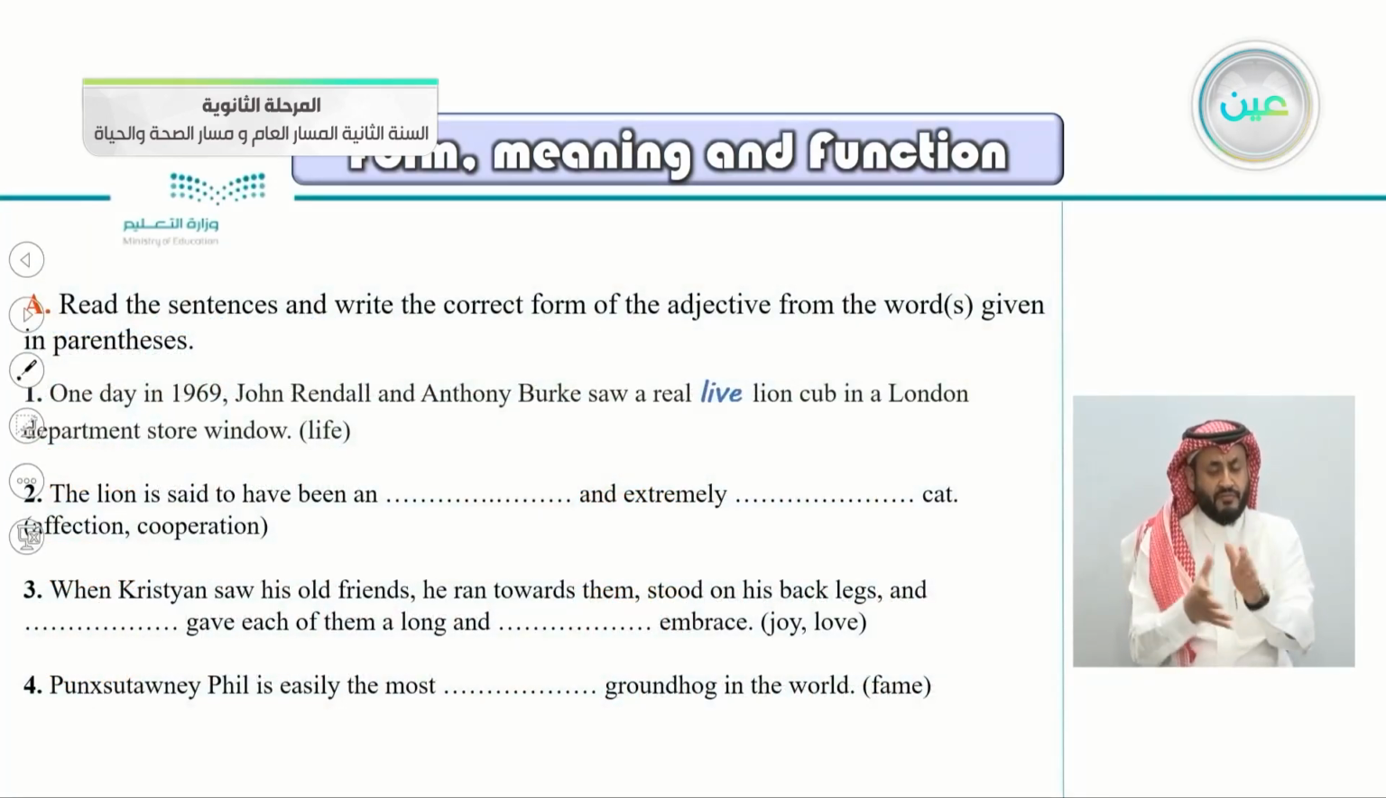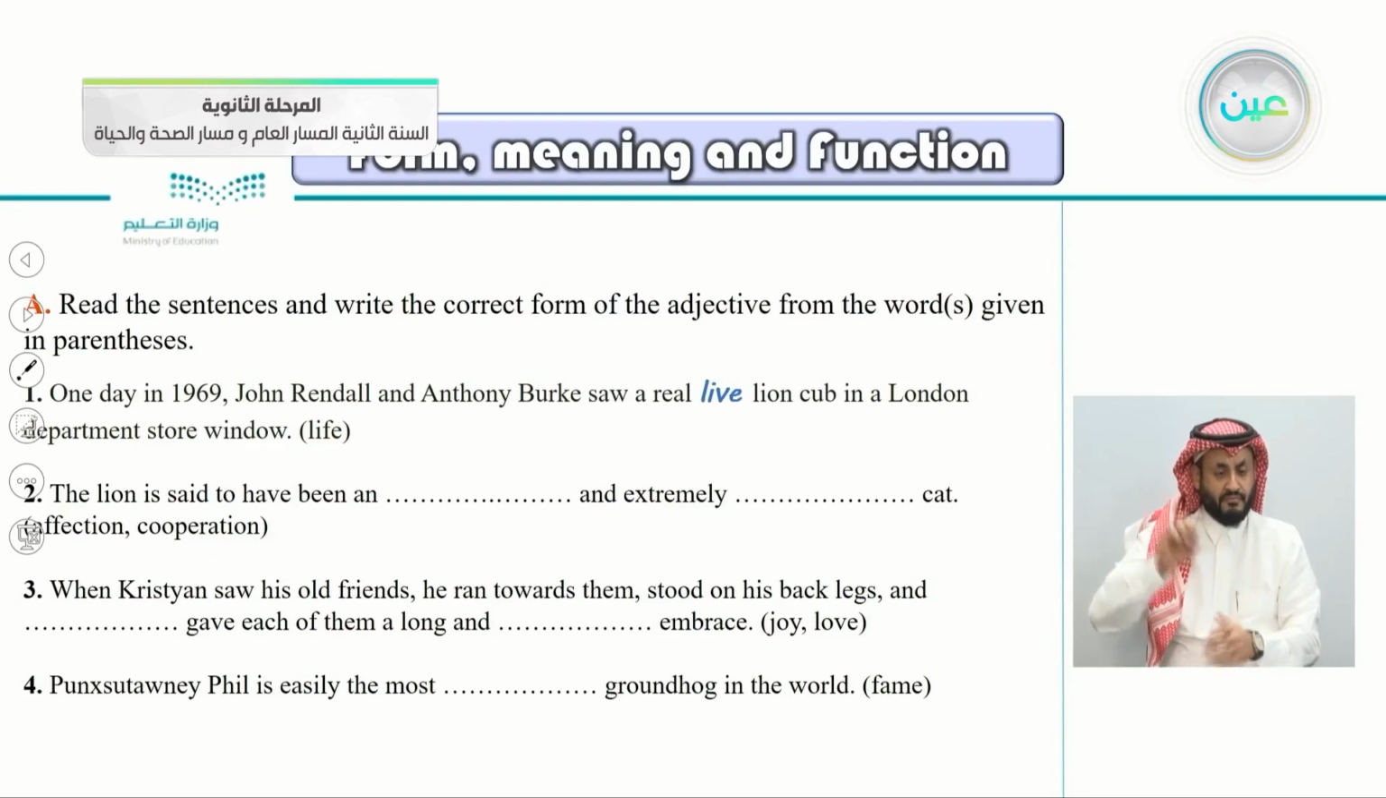Exercise A here: read the sentences and write the correct form of the adjective from the word or words given in the parentheses. Number one: one day in 1969, John Rendell and Anthony Burke saw a real live lion cub in a London apartment store window. So the noun here is life and the adjective is live. So this one is already done.